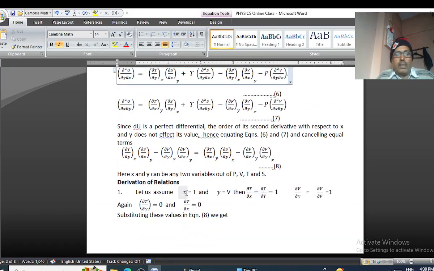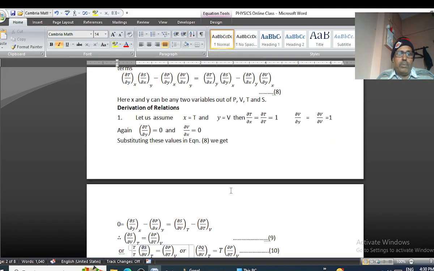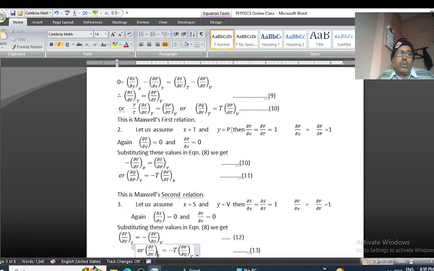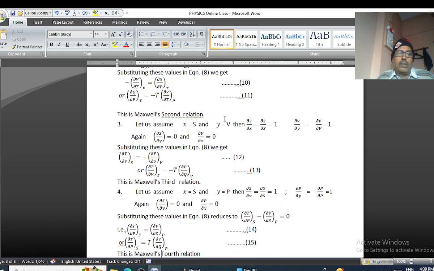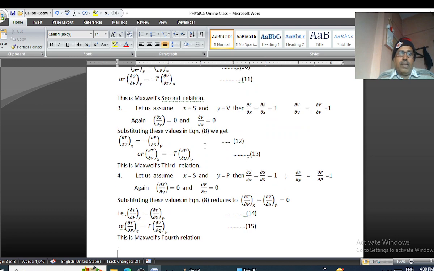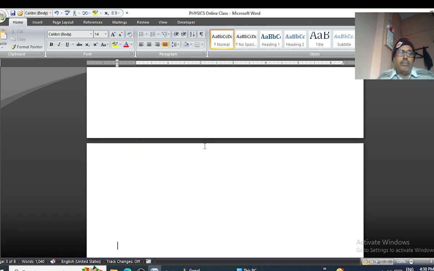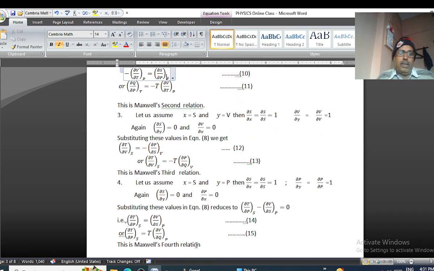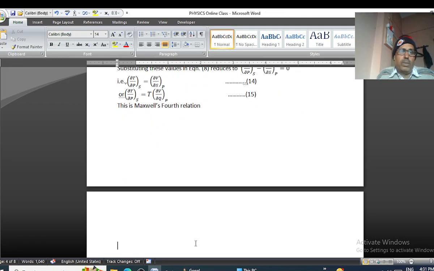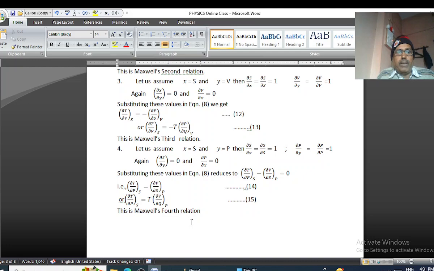One time we take x is equal to T, y is equal to V. Next time we set x is equal to T, y is equal to P. Third time it is x is equal to S, y is equal to V. So we can take pairs by assuming S, T, P, V as x and y, and we will get Maxwell's four relations. Actually, Maxwell derived six relations. We are not mentioning the other two relations because those are not important. Only these four equations are important, which are known as Maxwell's four thermodynamic relations. Thank you.